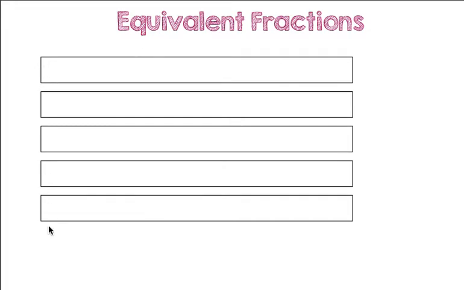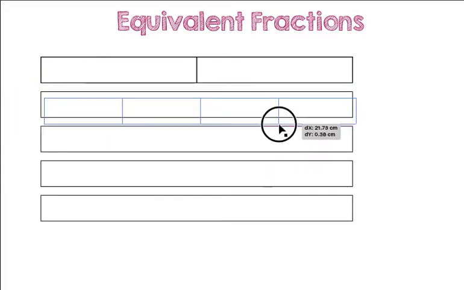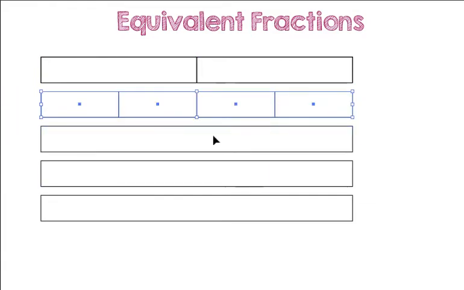First of all, you can see all of them are exactly the same size. This is a whole, another whole, another whole, another, and another. Okay, these wholes are the same size. The first one, we are going to divide in two equal parts. The second one, we're going to divide into 4 equal parts.